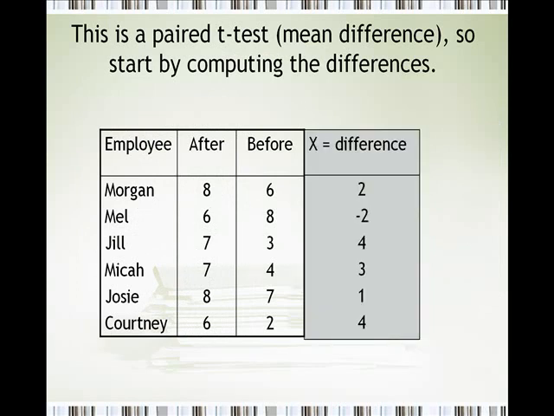First thing we'll do then is compute the differences. So for Morgan, we have 8 minus 6 is 2. For Mel, 6 minus 8 is minus 2, and so on. Now once we've done this, that 2, minus 2, 4, 3, 1, and 4 becomes the random variable for this problem, the difference or the improvement.